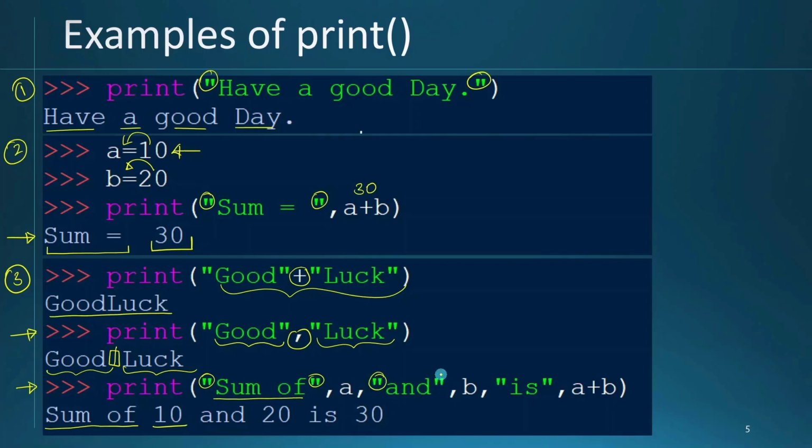After that, you can see and is put inside quotes. So whatever you write inside that, it will be printed as such. So and will be printed. After that, you have b without quotes, so the value of b will be printed, which is 20. After that, you have is in quotes, so is will be printed. Now you have a plus b without quotes, right? So now the value of a will come over here and value of b will come. It will do the mathematical operation. The value will be resolved. 30 will be identified, and now print will output the value 30.